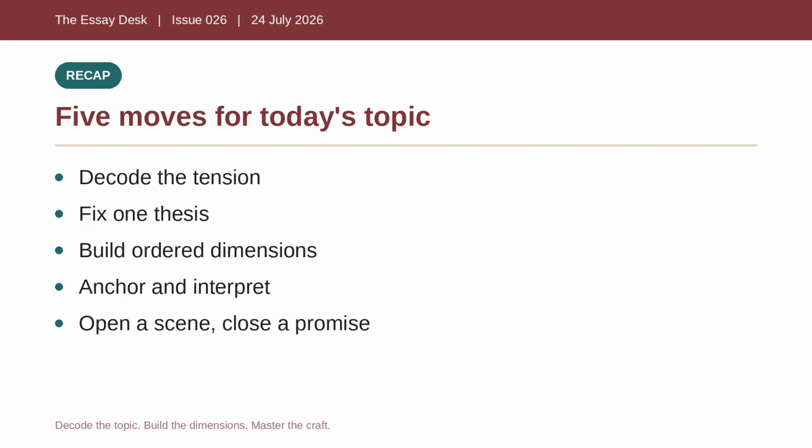Let us recap before you go and write. Decode the topic to find what is truly being compared. Fix one thesis and defend it for 1,200 words. Build dimensions in an order that gives the essay momentum. Anchor every claim in a real, sourced fact, and then interpret it in your own words. And finally, open on a scene, close on a promise. Decode the topic, argue one thesis, build the dimensions, close with the vision. That is the whole craft in one line.